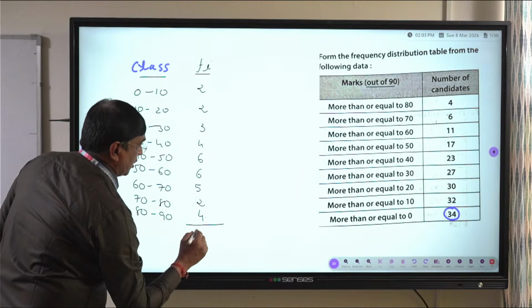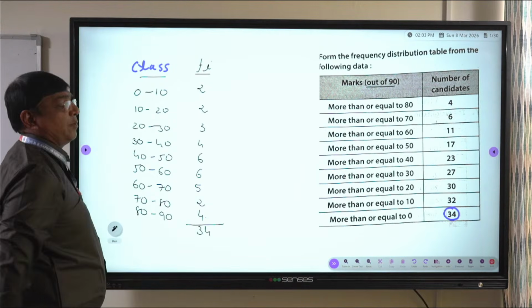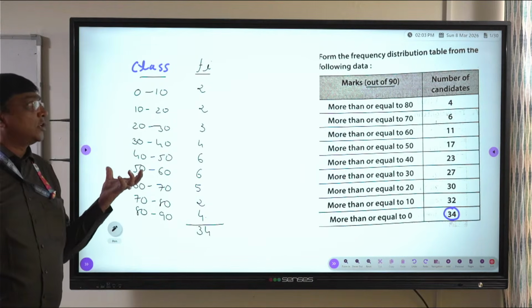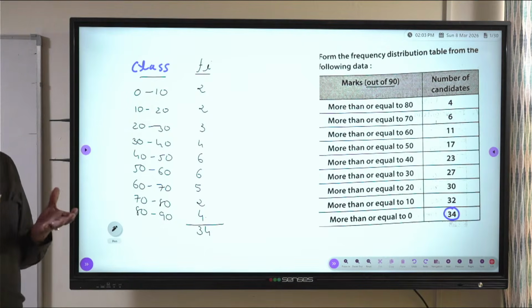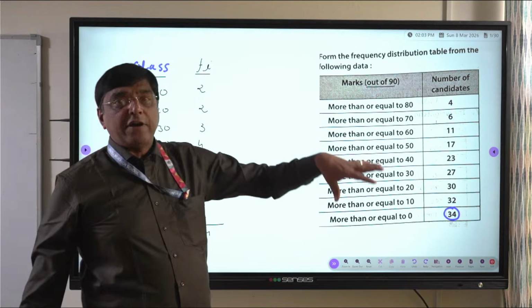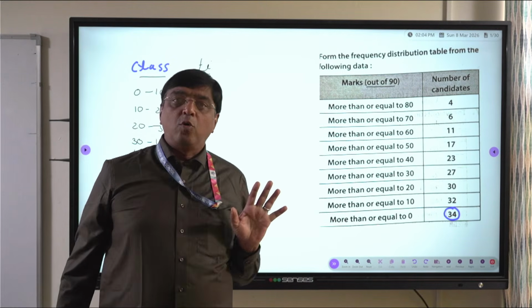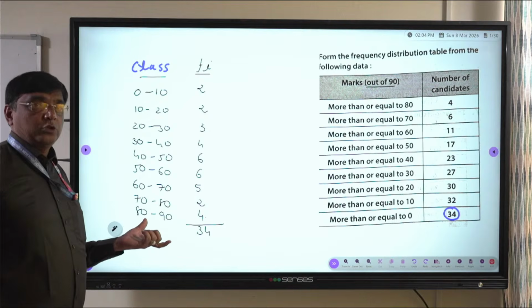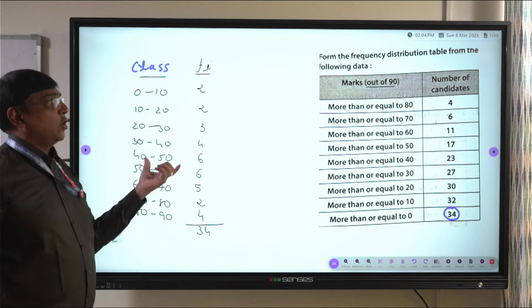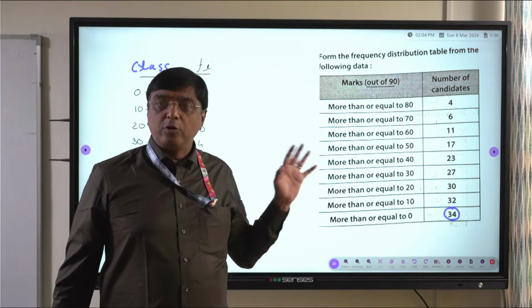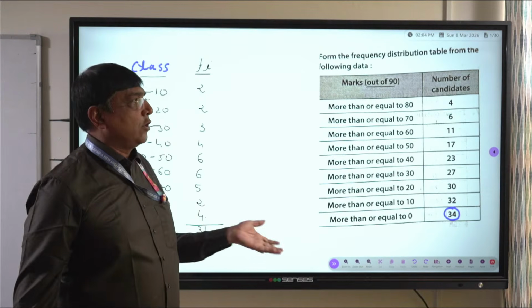So the total number of students is your sigma fi. This is your general frequency distribution. If the question asks you to find the mean, then find the mean; median, then median; and mode, then mode. This is your general distribution, and then you have to find mean, median, mode according to the question. Now we go to the next question.